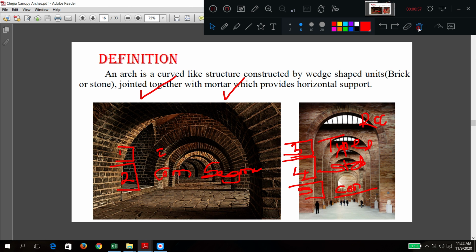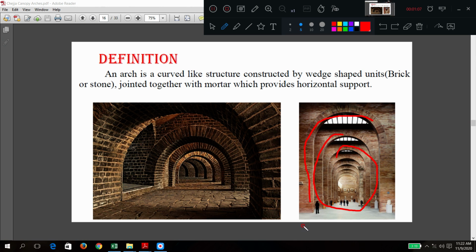Now, can you see this diagram? This is a typical arch construction. Can you see, there is a big opening, and on both sides you have walls. In the center you have an opening. To support the top load of the wall constructed above this opening, we generally use arches.